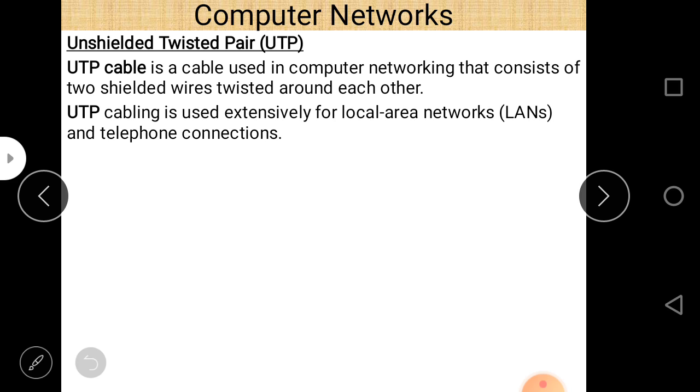First one is unshielded twisted pair cable. As the name says, unshielded. That means there is no shield at all in unshielded twisted pair cable, UTP. So UTP cable is a cable used in computer networking that consists of two wires twisted around each other. UTP cabling is used extensively for local area network and telephone connections. So as far as application is concerned, UTP is used in local area network and in telephone connection lines.